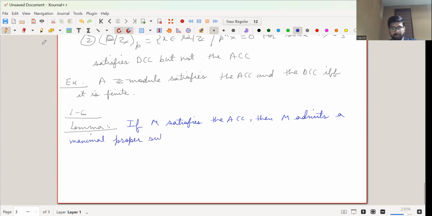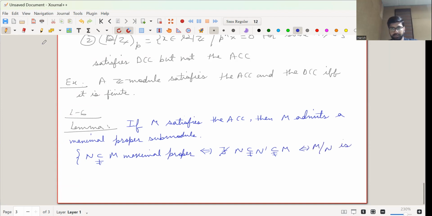If you don't know what a maximal submodule is, maybe this will help you. A proper submodule N of M is maximal proper if and only if there does not exist any submodule between N and M, and that is if and only if M modulo N is simple. Okay.